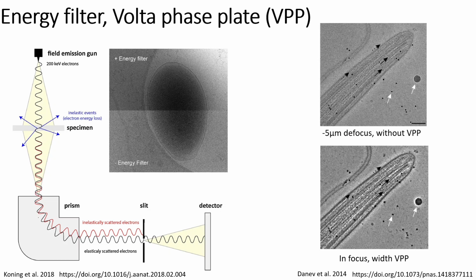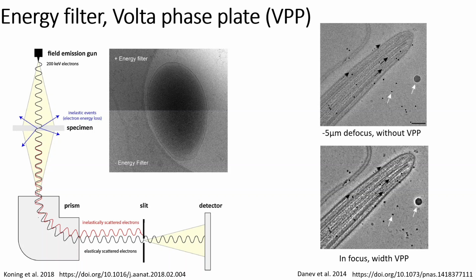Here is just showing off how the energy filter works. We have a field emission gun that has a very, very narrow energy spread. What happens when the electrons are interacting with the sample is that there are elastically scattered electrons, which are scattered by the sample elastically and carrying information about our sample as image data. And then there are inelastically scattered electrons which interacted with the material, therefore they lose a little bit of their energy, and therefore they are not contributing to the image data.